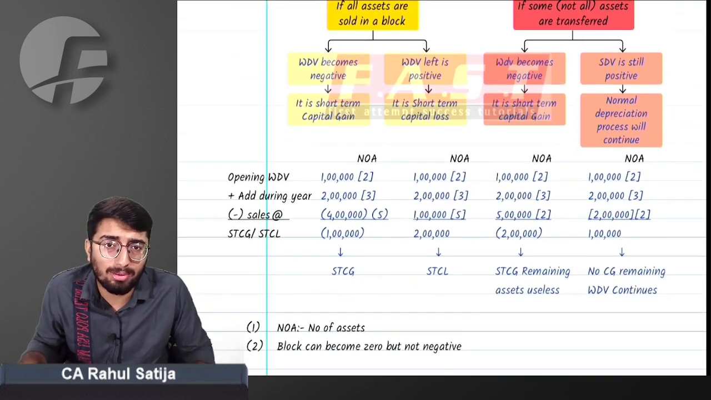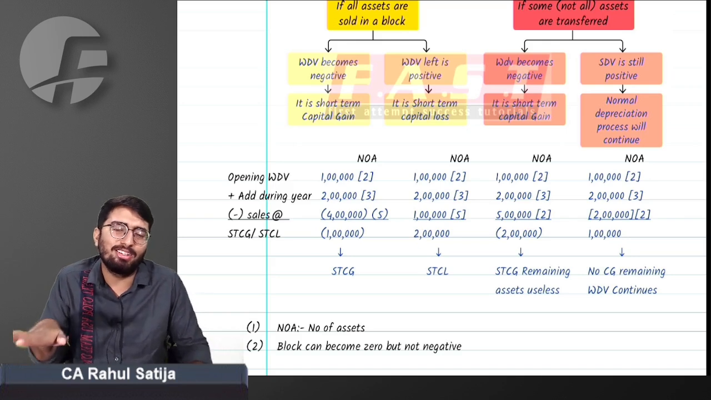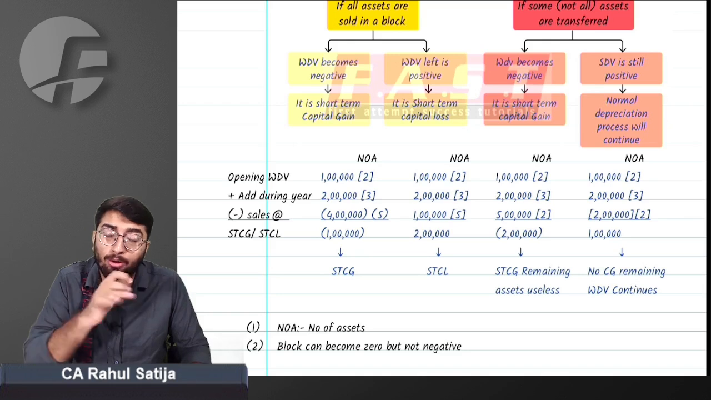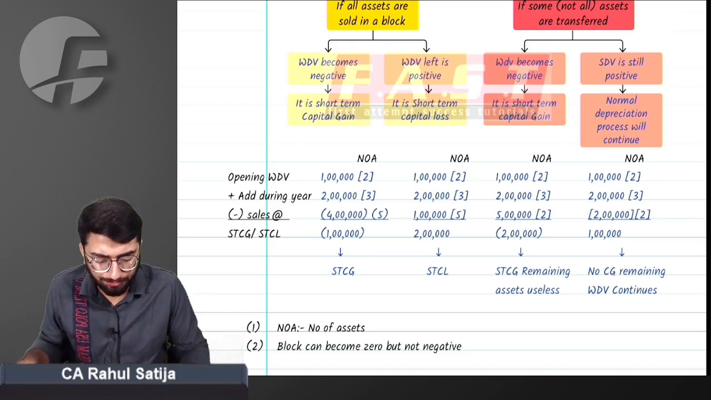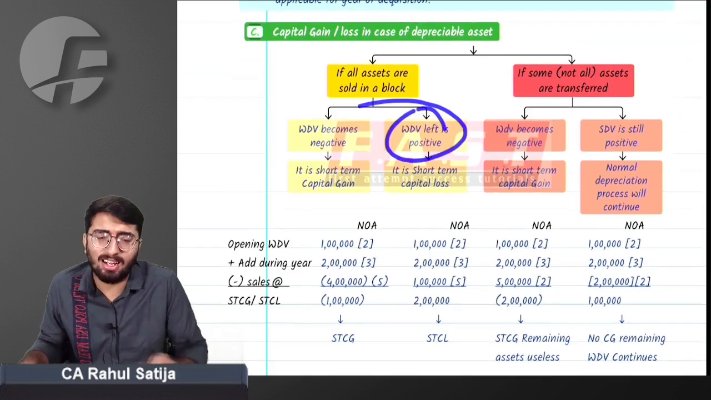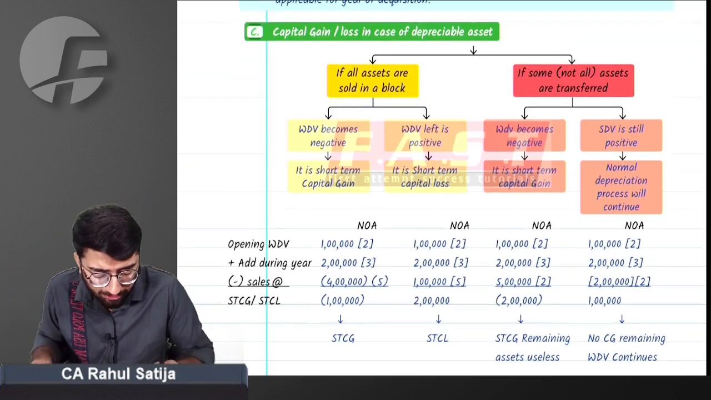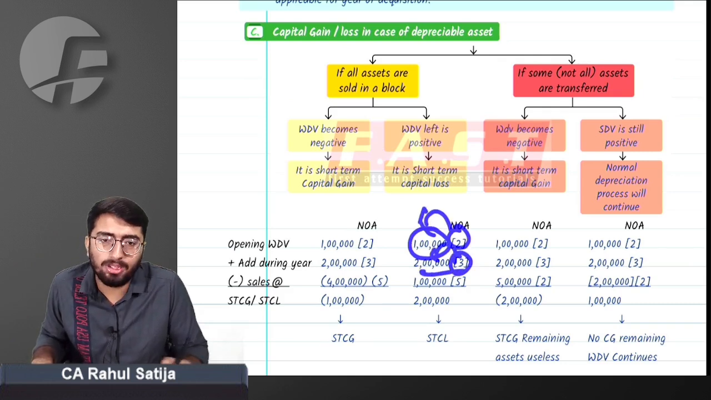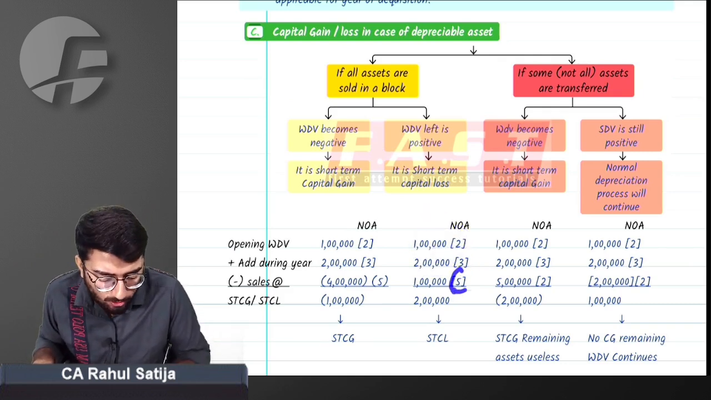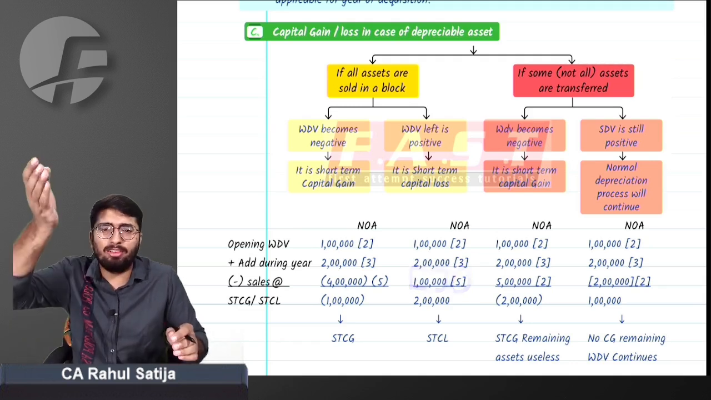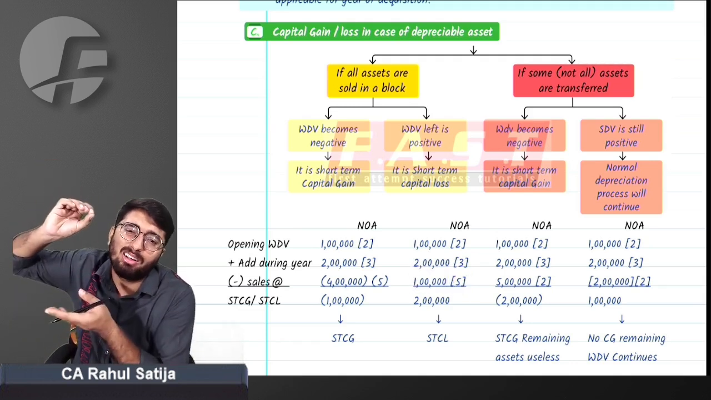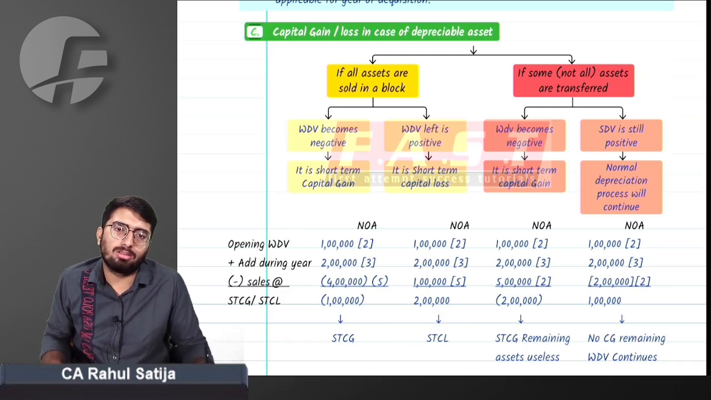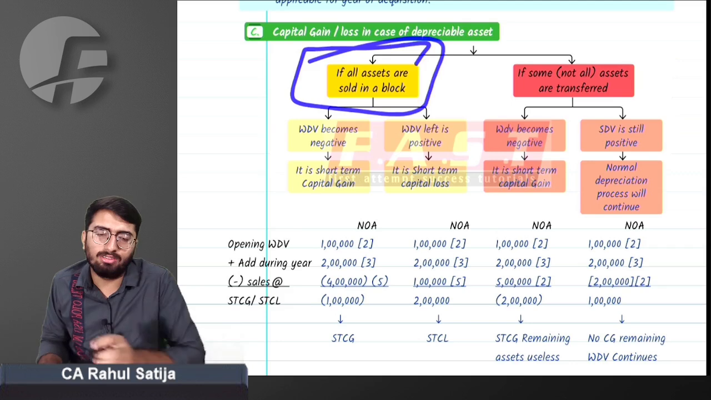Any gain on depreciable assets will be short-term capital gain. Got this point or not? Sir, what if all the assets are transferred but WDV turns out to be negative? For example, sir, we had two assets worth rupees 1 lakh. We added three assets worth rupees 2 lakh. I sold all these five assets for rupees 1 lakh. So WDV was 3 lakh, but I sold it for 1 lakh now. So there must have been some loss. That loss will be short-term capital loss. This is the case when all the assets of the block are sold.